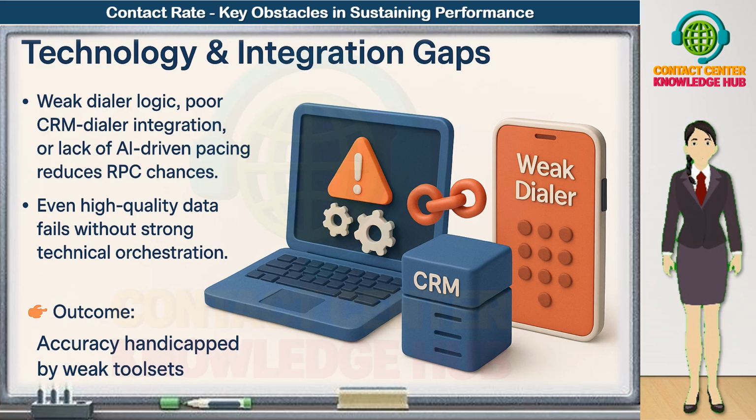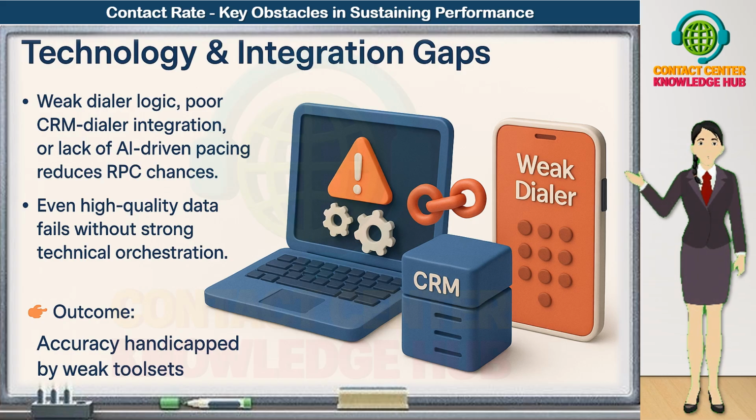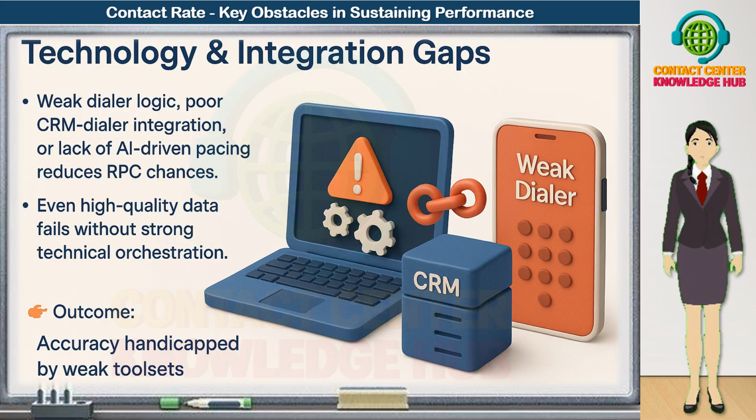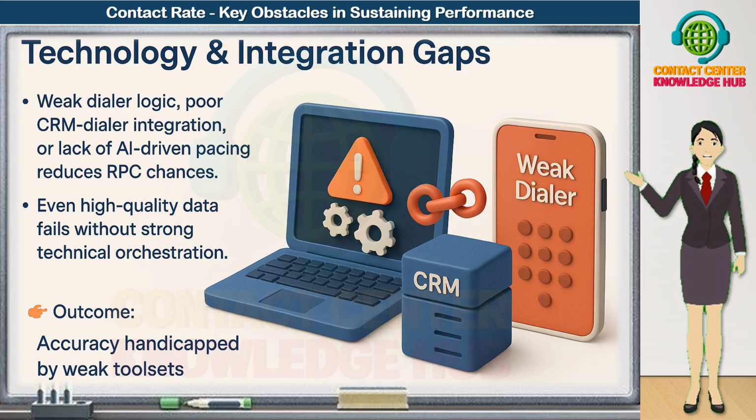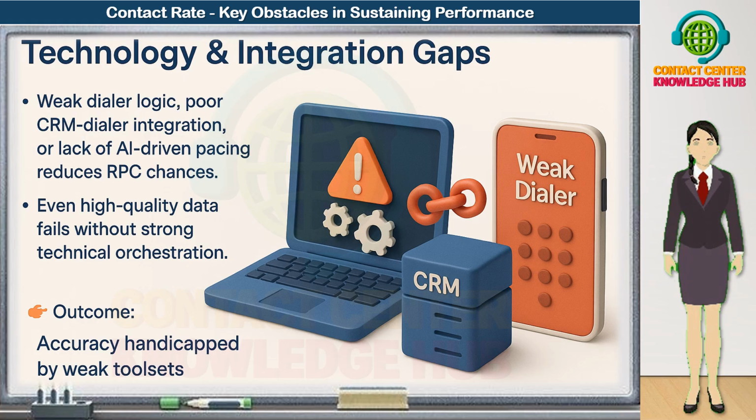Impact: poor integration or outdated technology can reduce RPC rates and waste agent effort, even when your outreach strategy is strong.